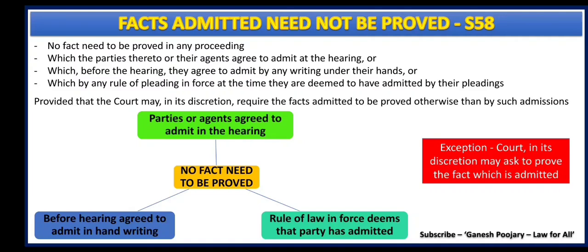And what is the exception? Court in its discretion may ask to prove the fact which is admitted. Court has the right to ask the parties to again prove such admitted facts. That is the discretion of the court.